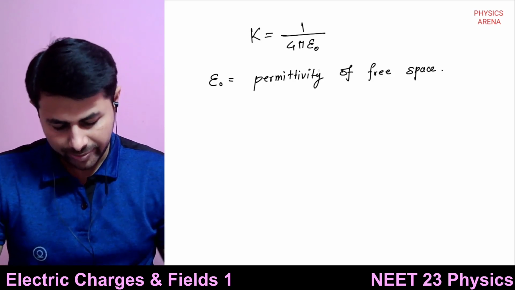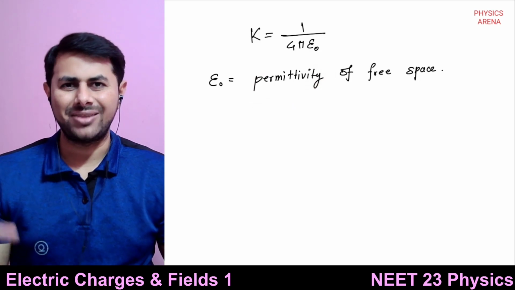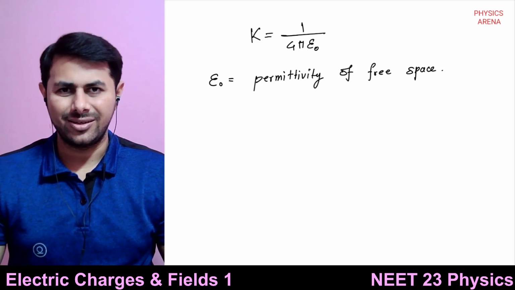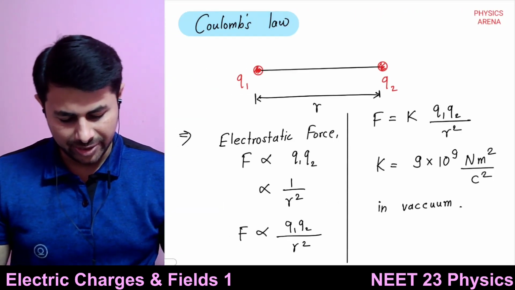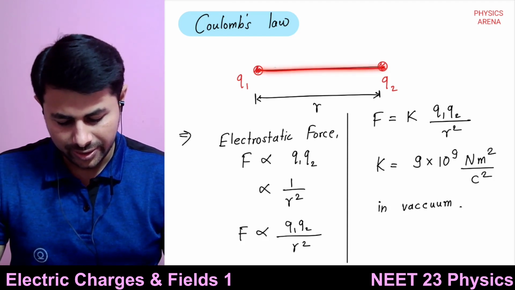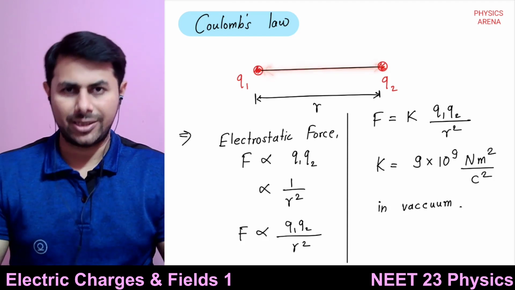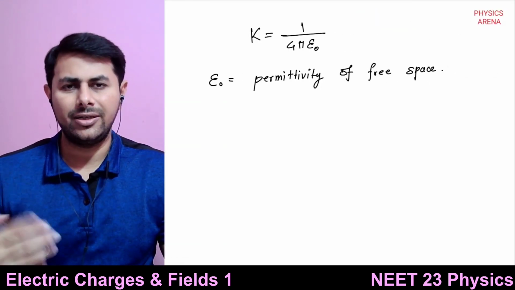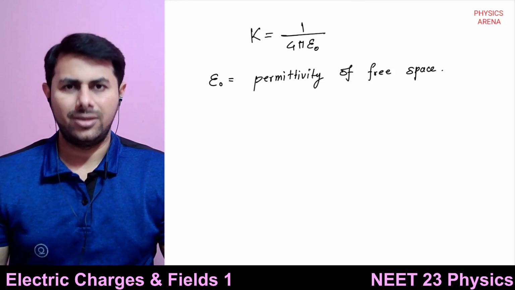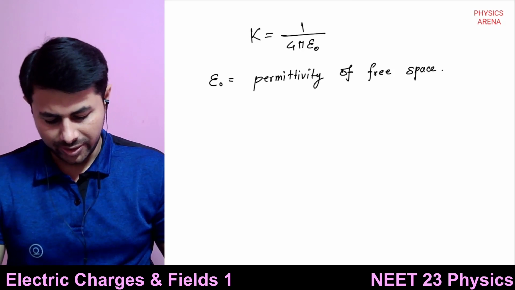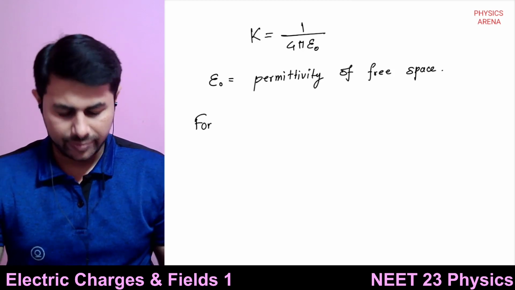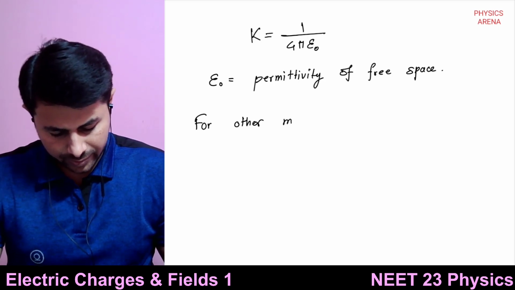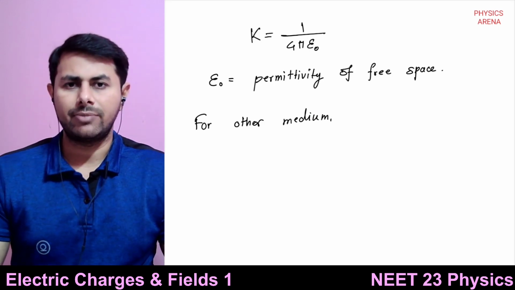Permittivity means the permission given by the medium for the spread of this force. It is the permission given by the medium for this force to act between charged particles. Now if there is a change in medium, what will happen? The permittivity will change. So for any other medium, we'll have some different force.